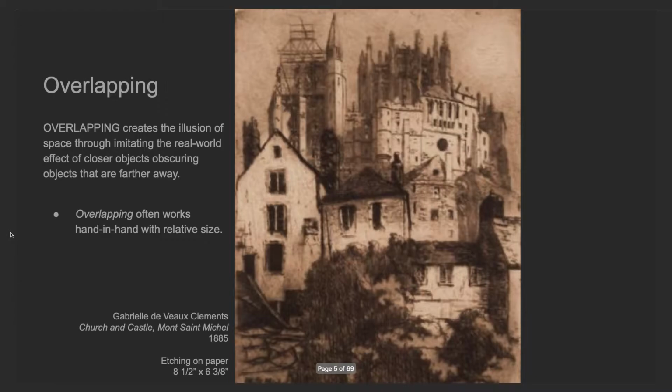Relative size. Overlapping. Objects that are closer to us generally overlap objects that are farther away. So the ones in front of the other ones. In this image, we have a big tree shrub thing that is closest to us. And then there's a row of houses. And then there's some sort of castle or cathedral. And then in the background are the towers of that cathedral. And so that is overlapping.